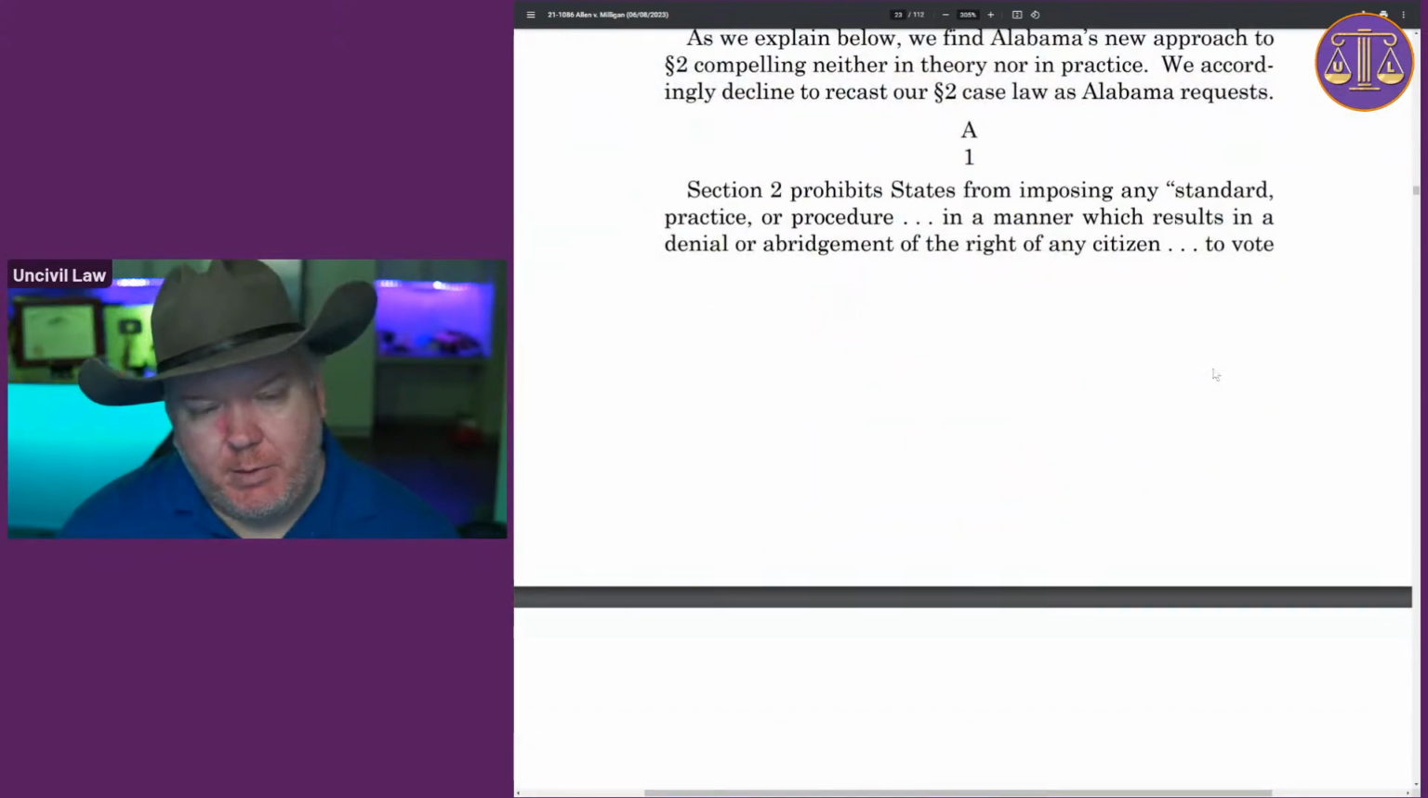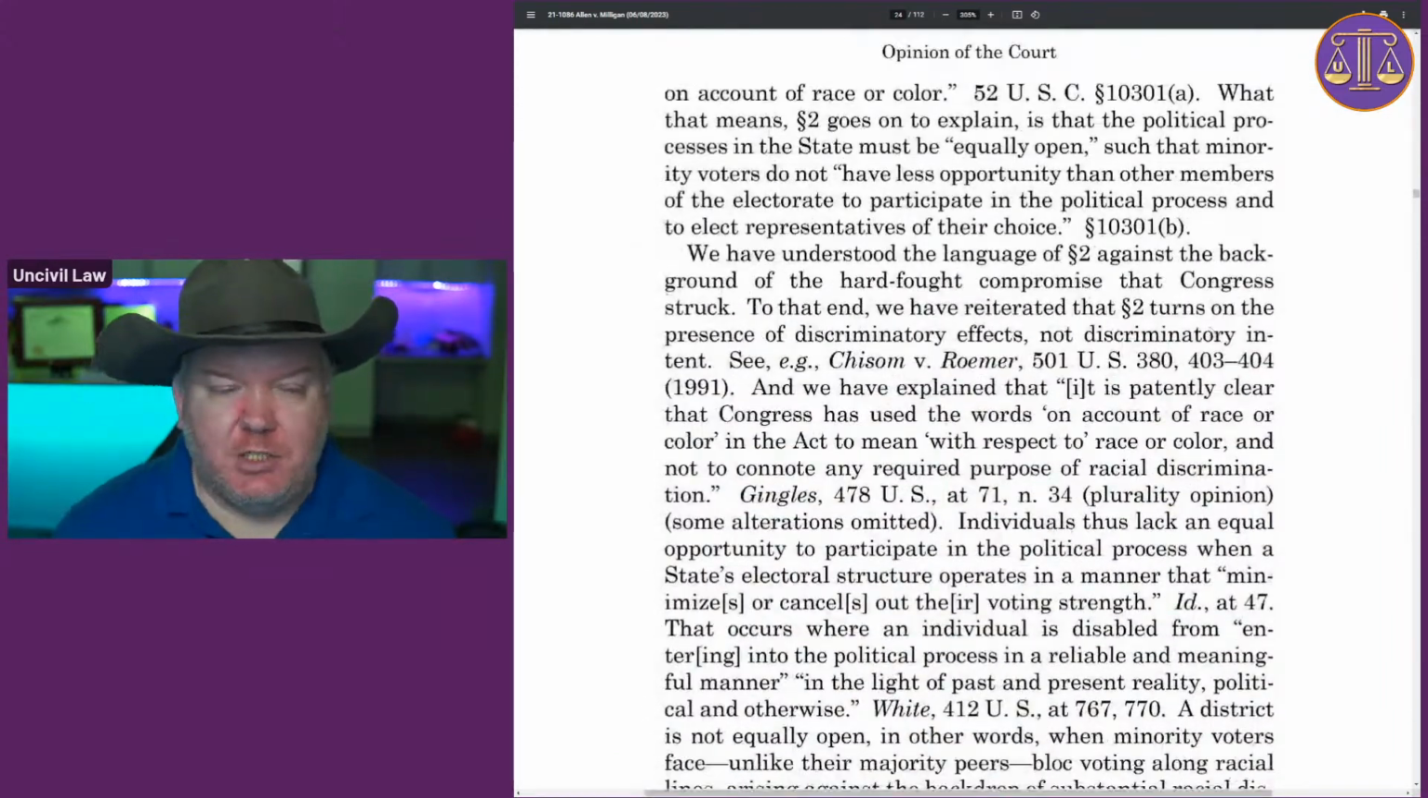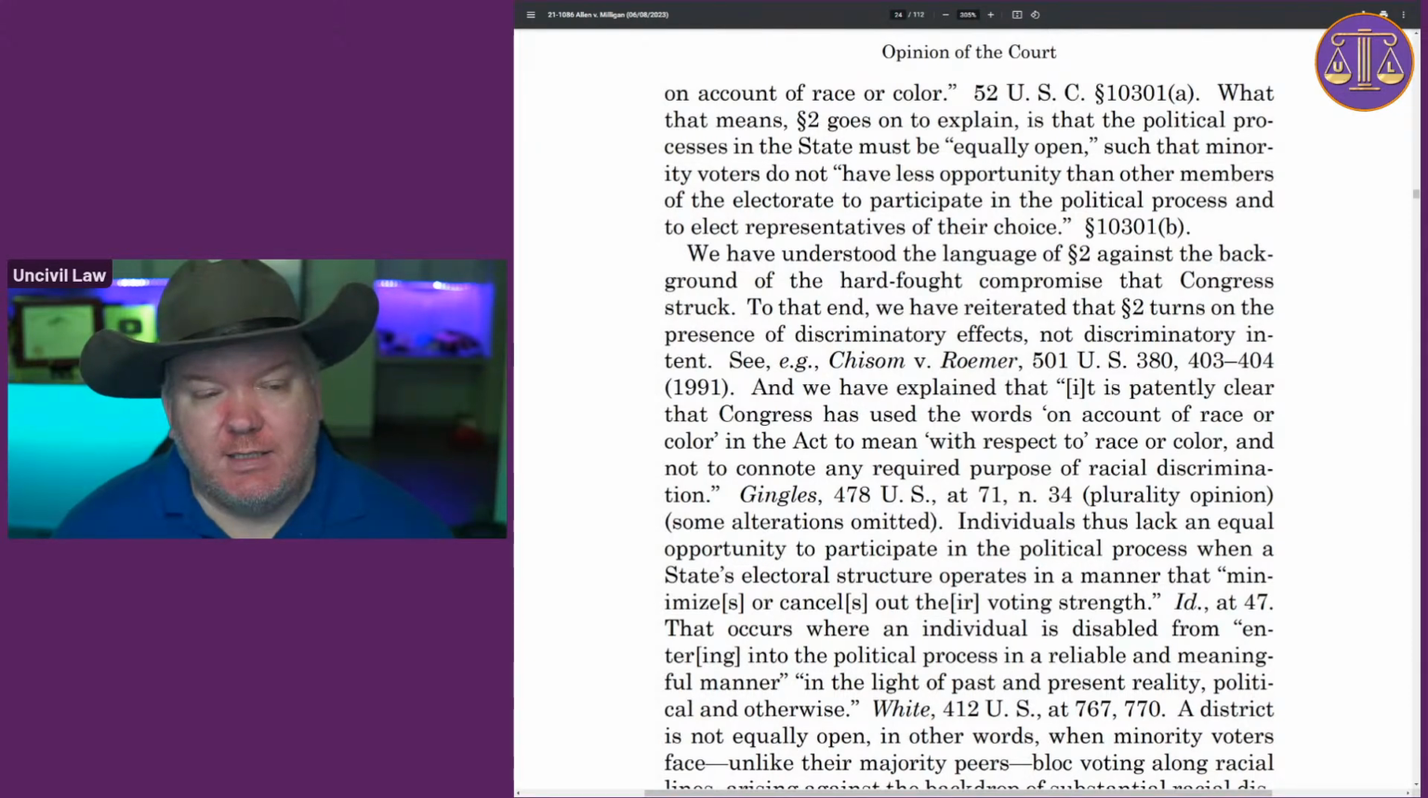Section 2 prohibits states from imposing any standard, practice, or procedure in a manner which results in denial or abridgment of the right of any citizen to vote on account of race or color. What that means, Section 2 goes on to explain, is that political processes in the state must be equally open, such that minority voters do not have less opportunity than other members of the electorate to participate in the political process and to elect representatives of their choice. We have understood the language of Section 2 against the background of hard-fought compromises that Congress struck. To that end, we've reiterated that Section 2 turns on the presence of discriminatory effects, not discriminatory intent.